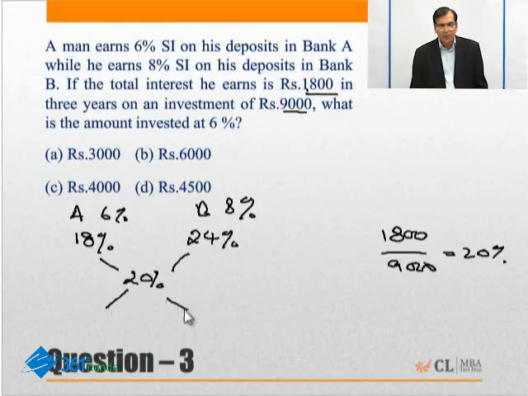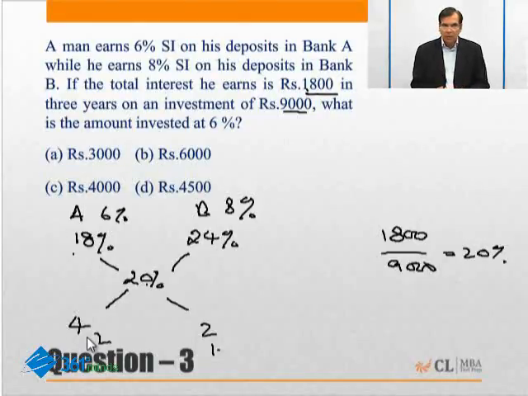So you are mixing 18% rate of interest with 24% rate of interest, so that the average rate of interest is 20%. 24 minus 20 is 4. 20 minus 18 is 2. This means that the ratio of the money to be looked at is 1:2. So out of the total amount of money, 1 out of 3 or 1/3 of the total amount is invested in Bank B, and 2 out of 3 or 2/3 of money is invested in Bank A.